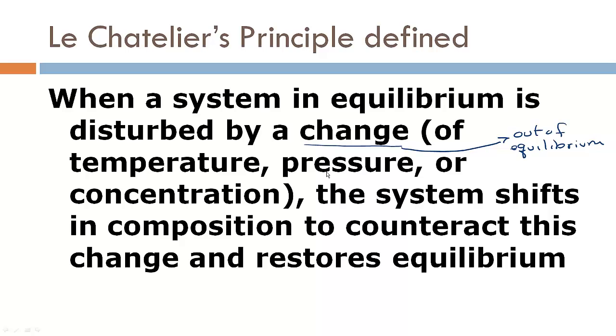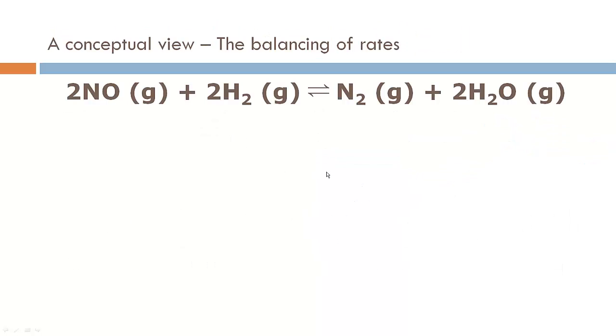So let's look at some of the concepts behind LeChatelier's principle. Okay, so here's what we're doing. We have two reactions in a sense. This is the reaction of NO plus H2 to form N2 and H2O. By two reactions, what I mean is you have a forward rate that's up here and you have a reverse rate that's here. These two are in competition with each other.